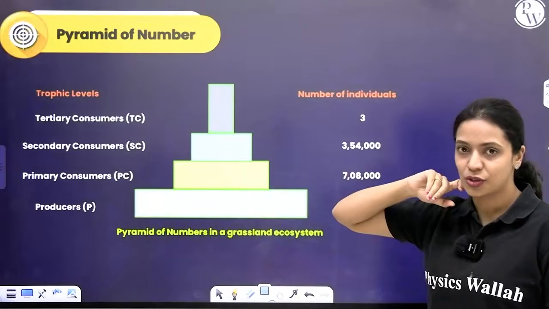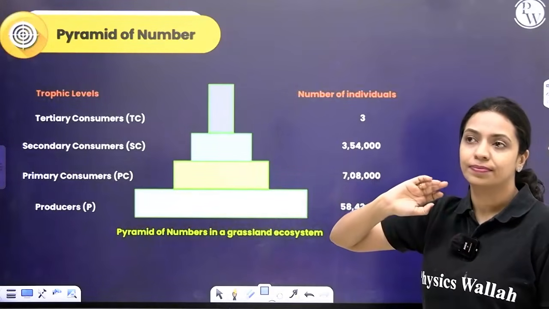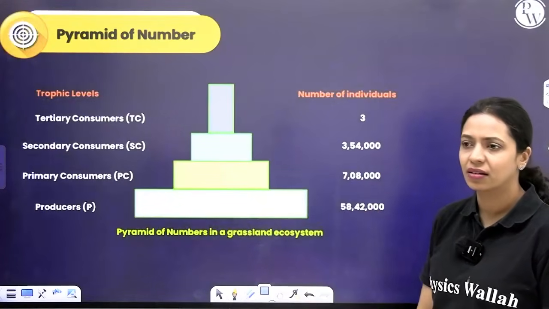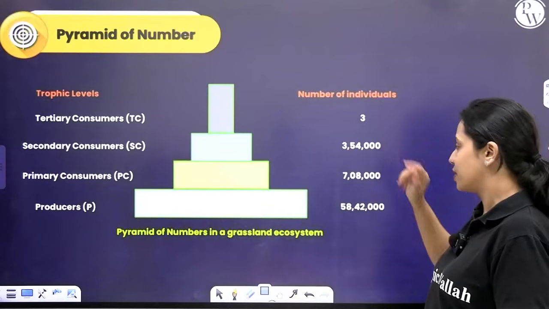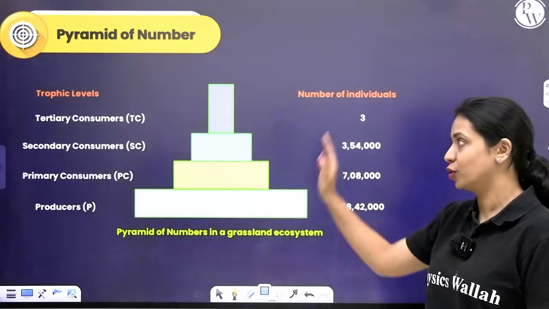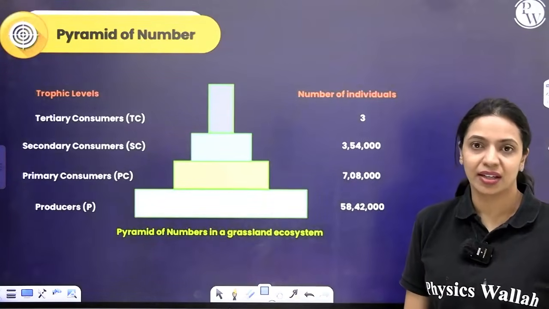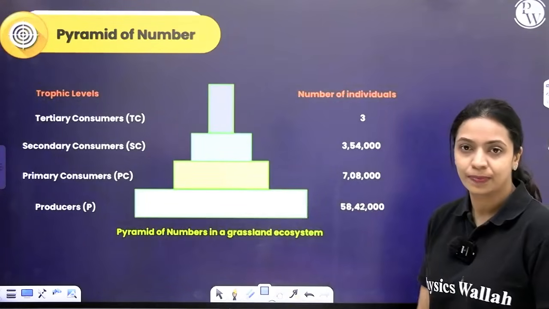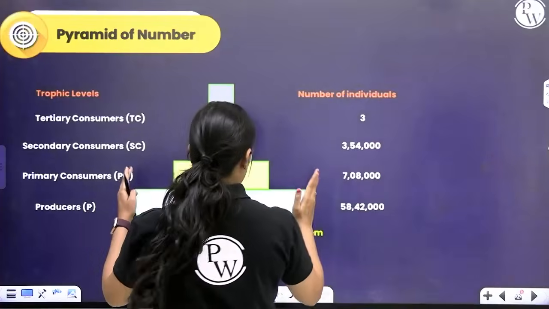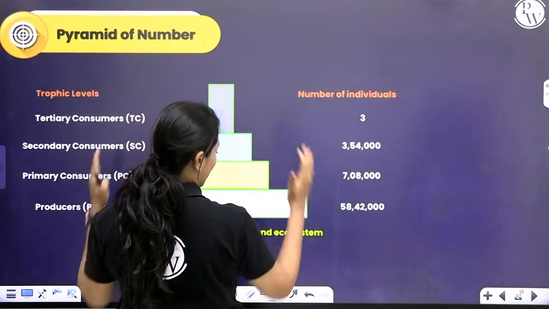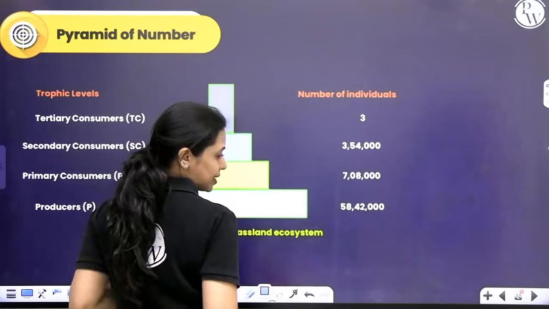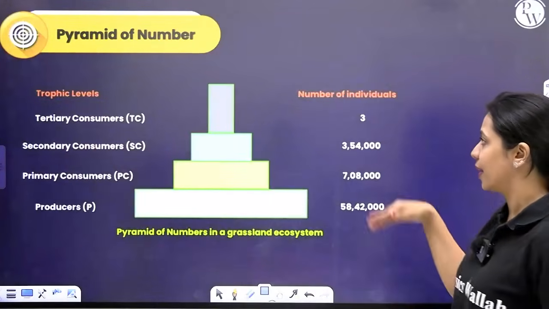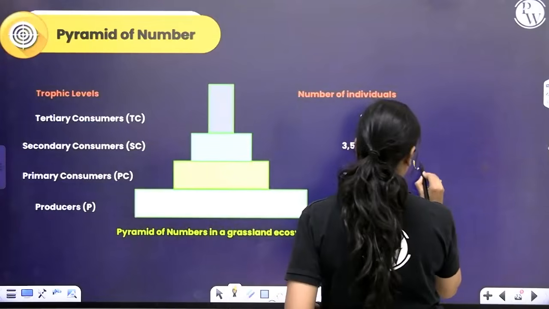And then you have secondary consumers, which are your third trophic level. They are like wolves and hyenas and all of that. So that's around 3.5 lakhs. And then you have the top carnivores, which include your lion, tiger, and those kind of organisms. So they are only 3. So you can see how the width of each bar here becomes narrower and narrower because the numbers keep decreasing as you move higher up the trophic levels. So this kind of pyramid is called an upright pyramid.